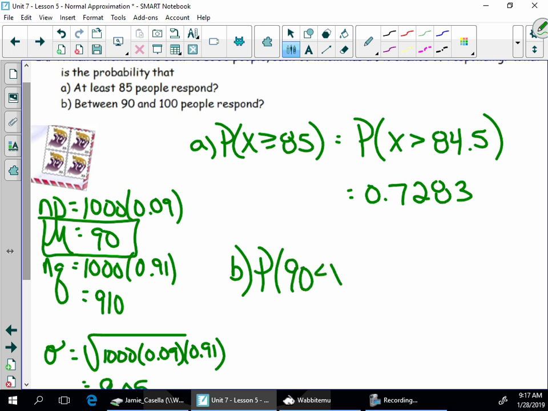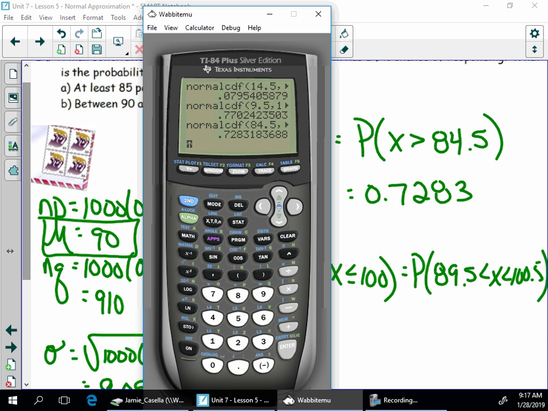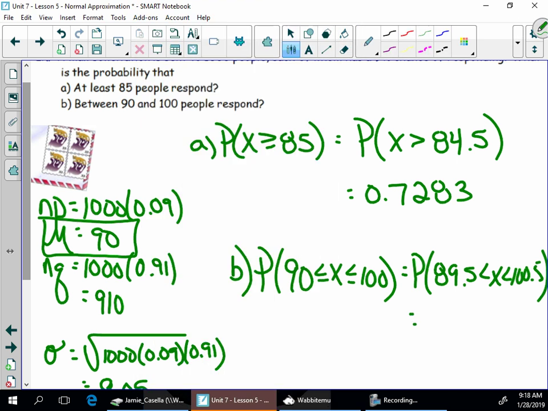If we do part B, what's the probability that between 90 and 100 respond? So I'm going to go from 90 up to 100, but I can't do equal signs, so I correct it by saying 89.5 up to 100.5. Back to my calculator. Number 2, I got to change my lower bound. And I'm going to change my upper bound. Mean and standard deviation are all the same. And I get 0.3990. Or in other words, 39.9% of the time between 90 and 100 will respond.